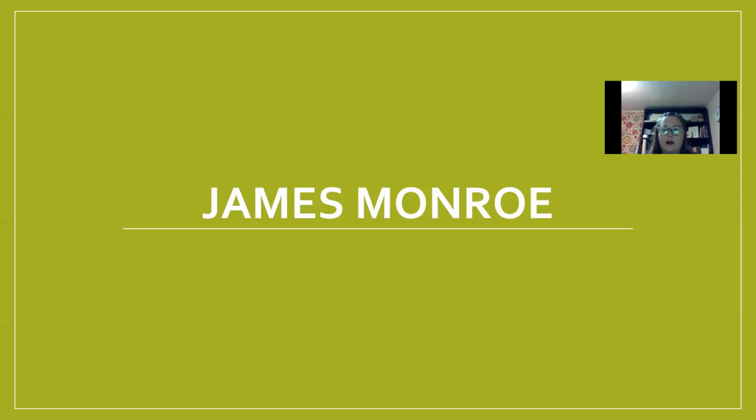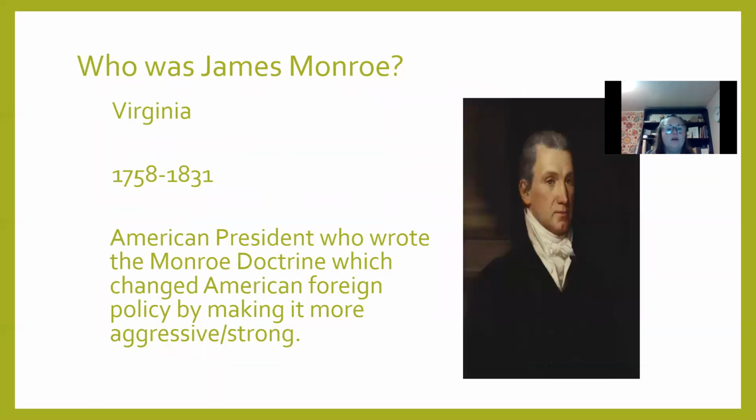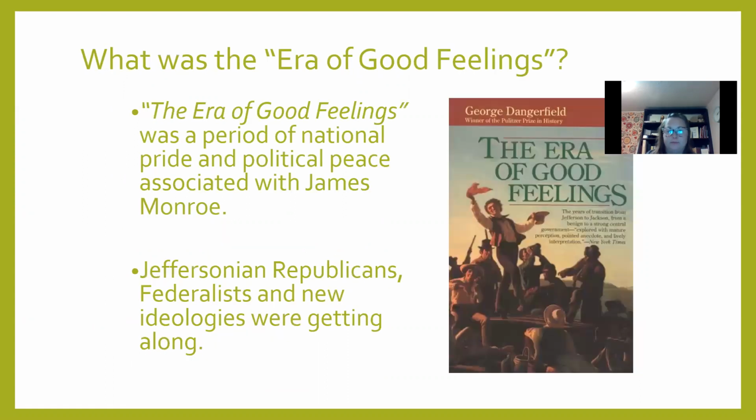All right, so now we're going to talk about James Monroe. Maybe you've heard of the Monroe Doctrine, which we're going to talk about in just a minute. So who was James Monroe? He was the American president who wrote the Monroe Doctrine, which changed American foreign policy by making it more aggressive and strong. So remember, up to this point, America, for the most part, had remained neutral in foreign affairs. Well, this starts to change with James Monroe.